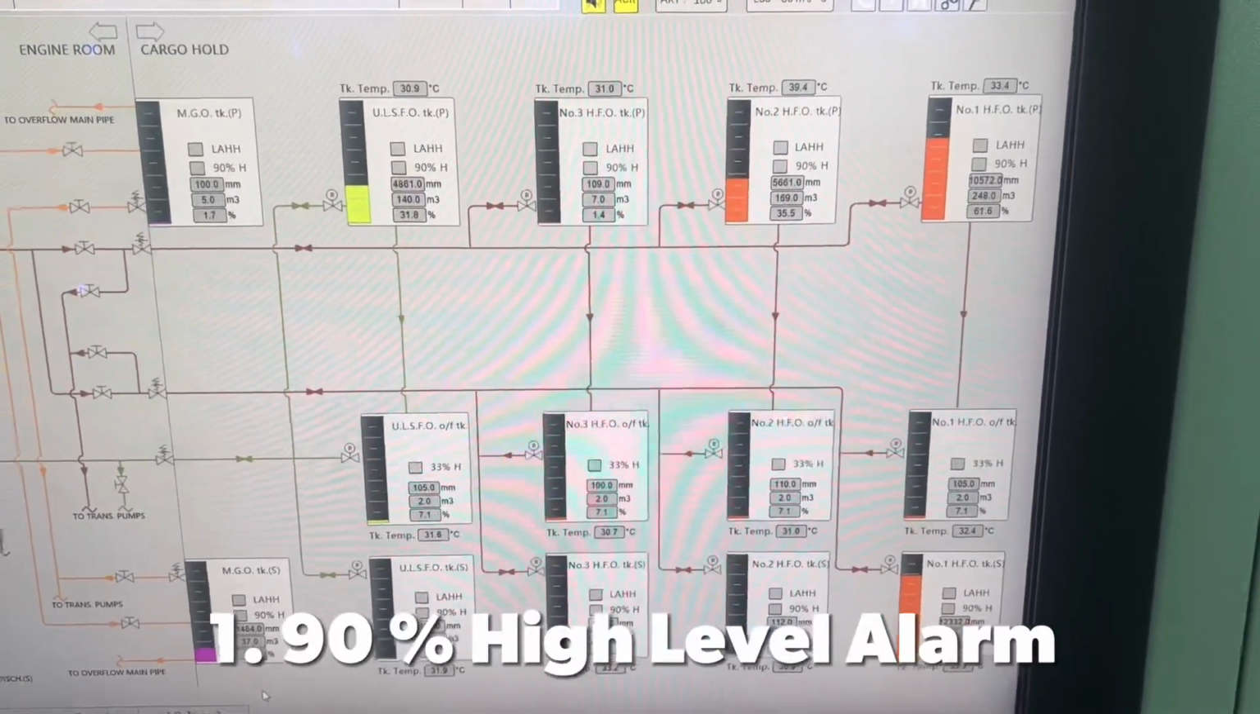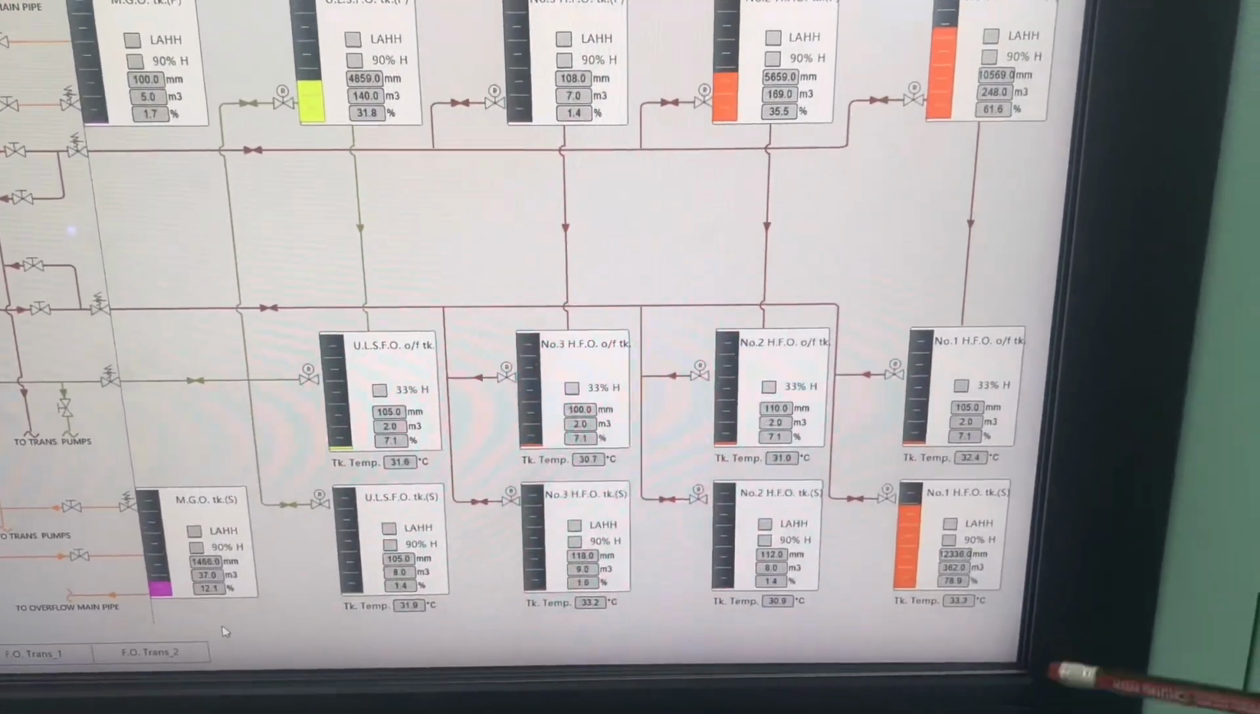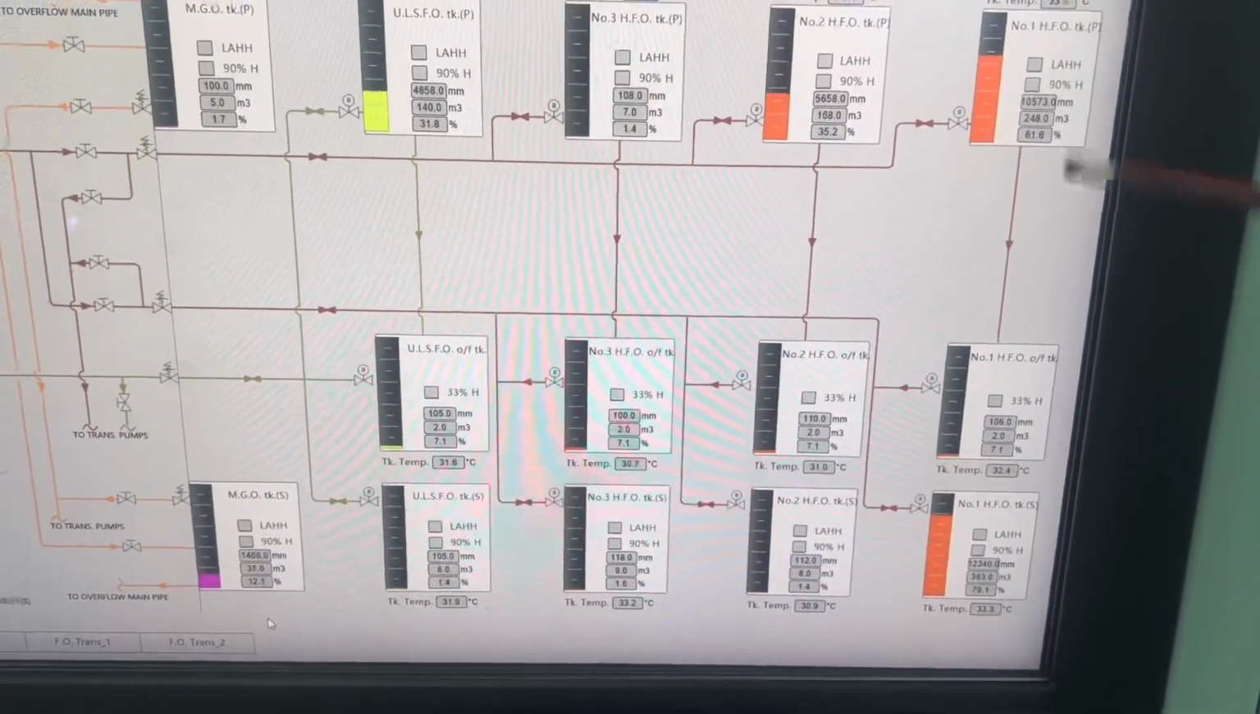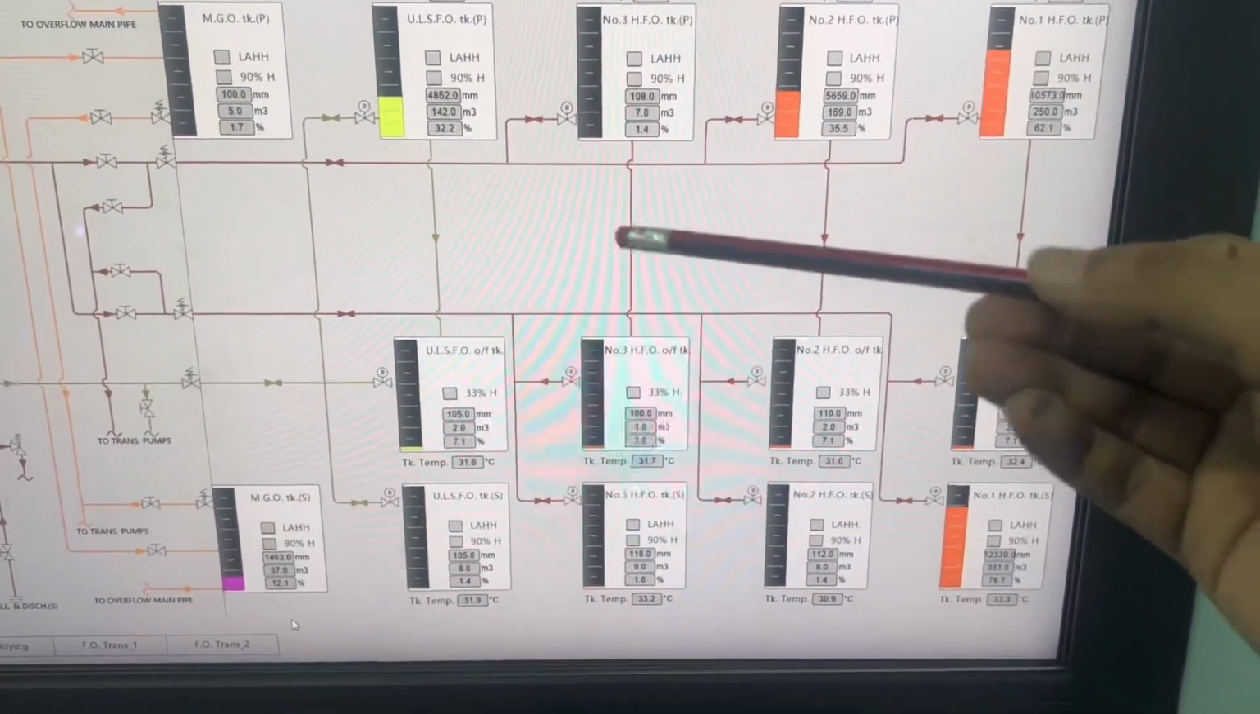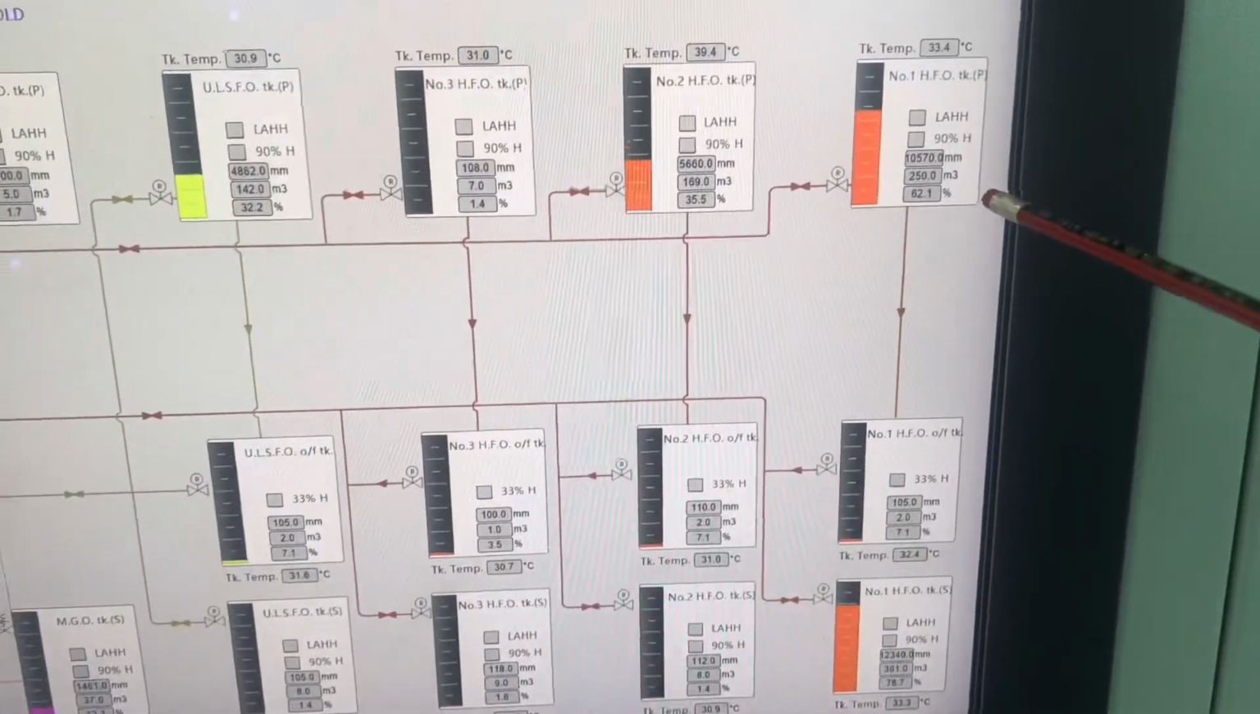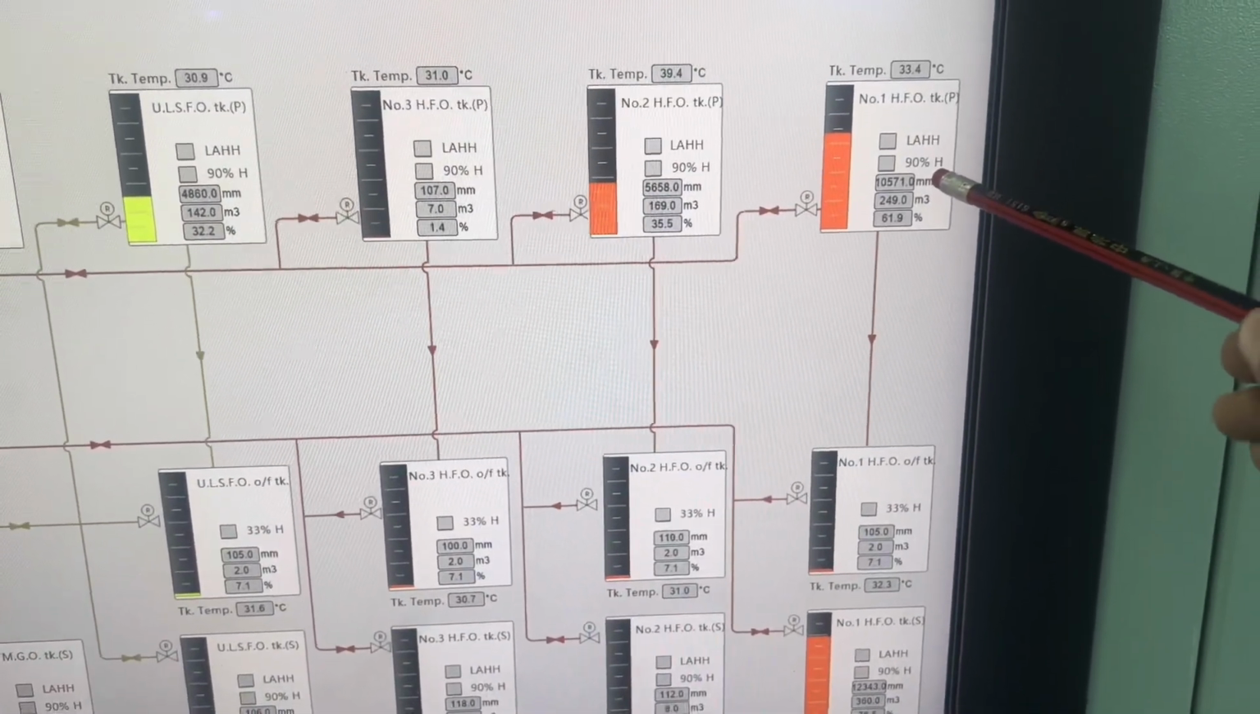Talking about the first safety, here you can see each of the storage tanks, be it high sulfur fuel oil or low sulfur fuel oil, each of the storage tanks has a 90% high level alarm.